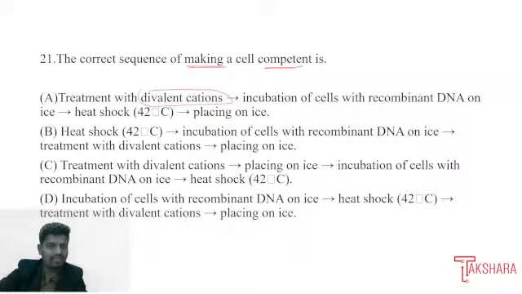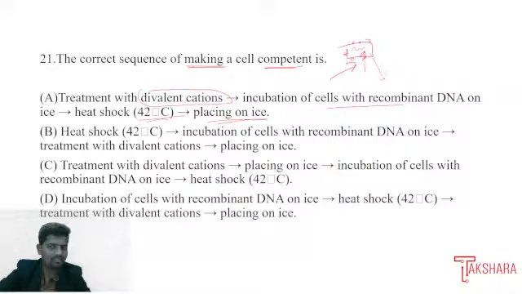And it is easily incubation of cells with rDNA on the ice cube. And you have to supply the heat shock at 42°C. And again they are placing the DNA. So the mechanism is just this: I am treating the cell with divalent cations, and the cell is creating a pore. Within a short period of time we have to insert the foreign DNA.